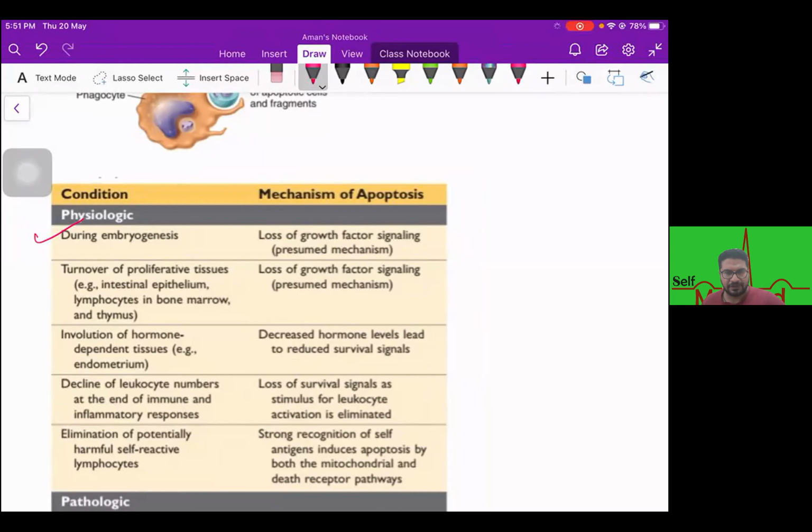Okay, so am I audible, guys? Fine. It was an unstable network, so let me restart this again.